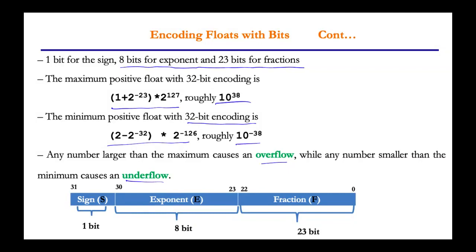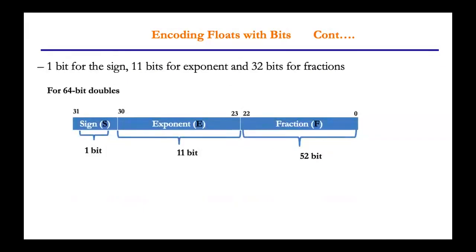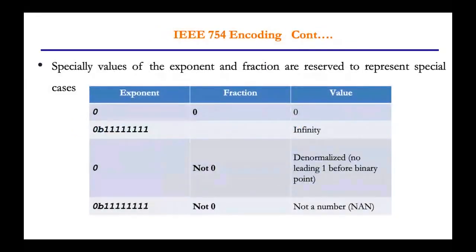If you go with the same procedure for your double precision, it is 1 bit for sign and 11 bits for the exponent, and 52 bits, not 32, 52 bits for your fraction. So this is the format of your double precision of your IEEE 754 format.